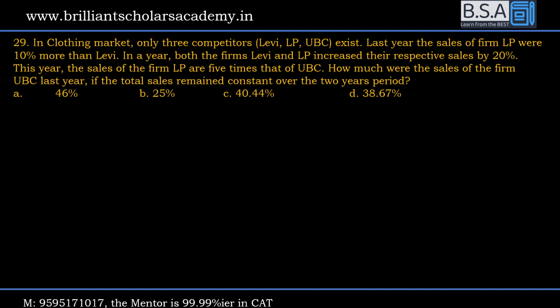Last year, the sales of the firm LP were 10% more than Levi. In a year, both the firms Levi and LP increased their respective sales by 20%. This year, sales of the firm LP are 5 times of UBC. How much were the sales of UBC last year if total sales remain constant over the 2 years period?